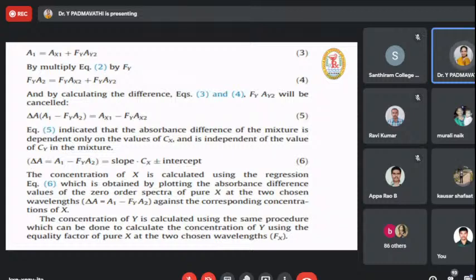Now I am doing the reverse procedure, not reverse, the vice versa. Now I am calculating the equality factor for X, and then I am calculating the interference of X. So for calculation of Y, here you have to use two separate procedures, the same procedure for determination of the two individual components.